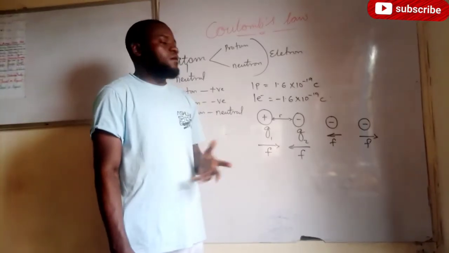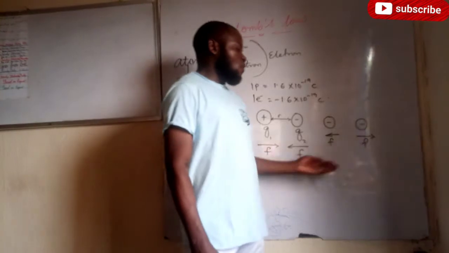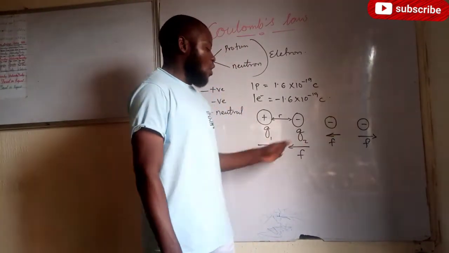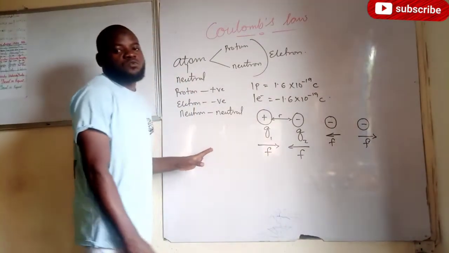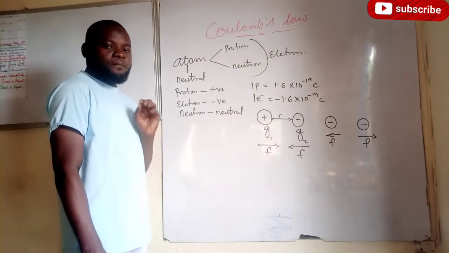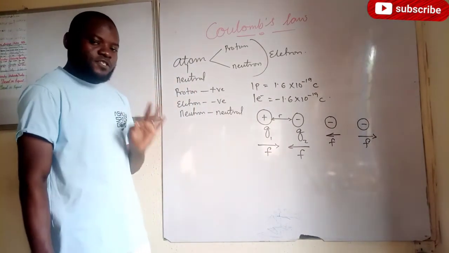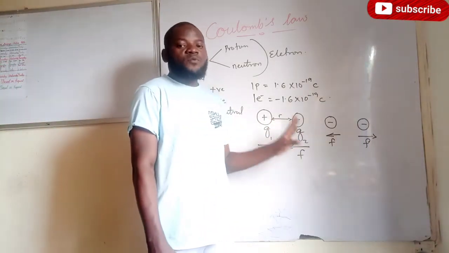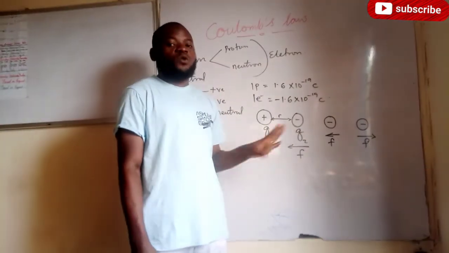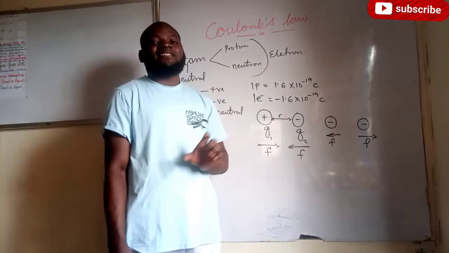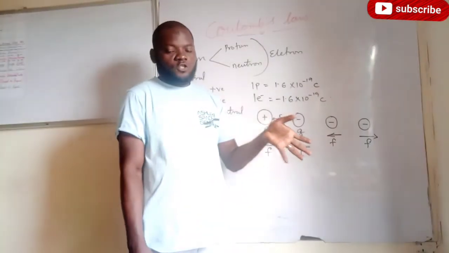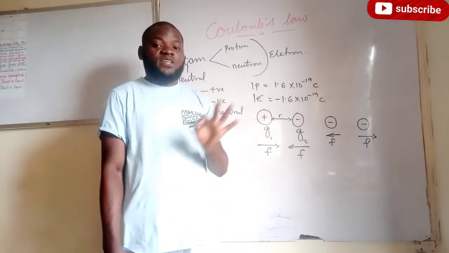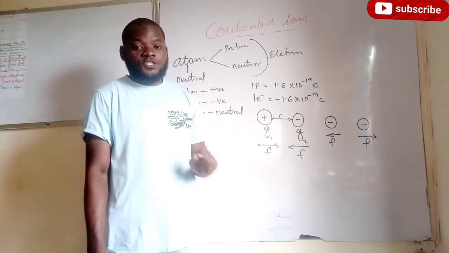Are we together now? Now, if you are to determine the value for the magnitude of force, either for this one or for this one, that is what we use Coulomb's law for. Mind you, Coulomb's law is only applicable to a static body. When the charges are static, that is when we can use it, not when the charges are in motion. Do we understand that now? So, Coulomb's law is peculiar to a static body only. Do you understand that now?